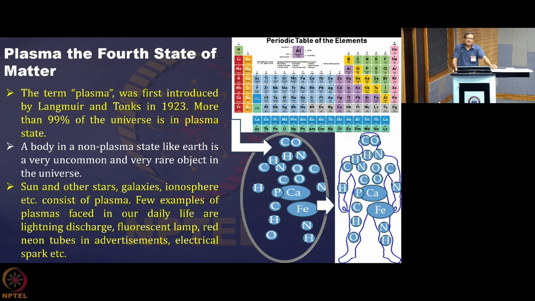Similarly, we will constitute plasma from some of these elements in the periodic table. It will start behaving in a manner which is totally different from solid, liquid, or gas when it comes to the plasma state. So that is the magical thing. And how it becomes different and in what way they respond differently, that is basically the subject of this study.